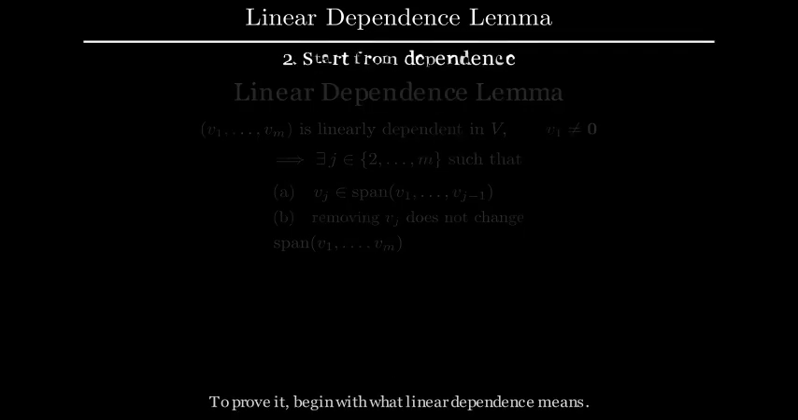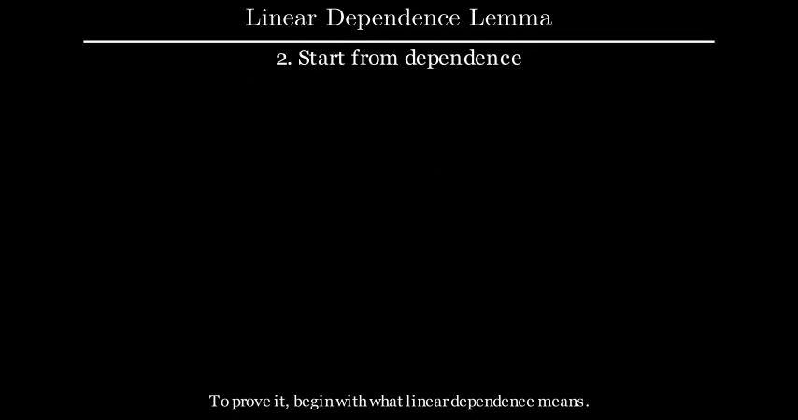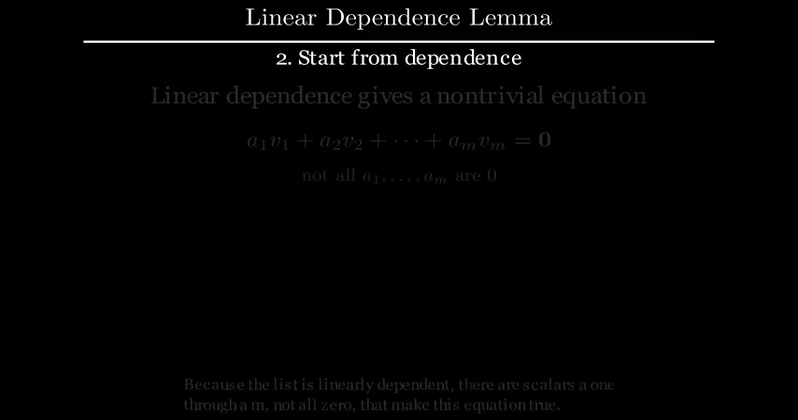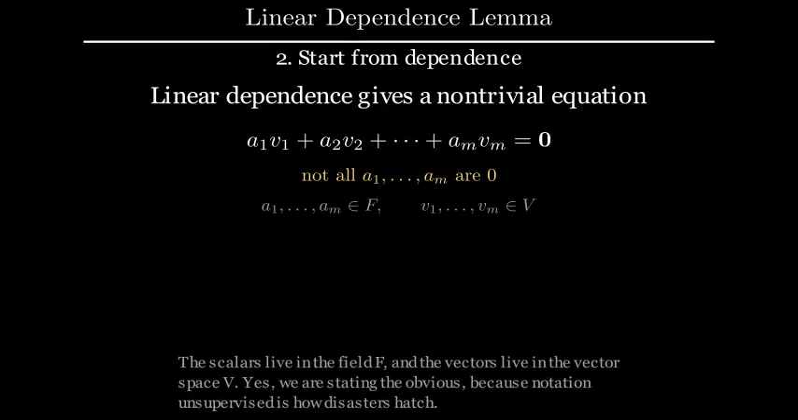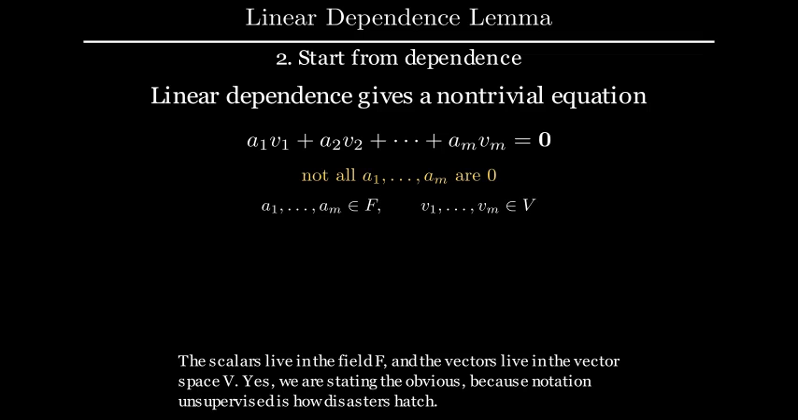To prove it, begin with what linear dependence means. Because the list is linearly dependent, there are scalars a1 through am, not all 0, that make this equation true. The scalars live in the field F, and the vectors live in the vector space V. Yes, we are stating the obvious. Because notation unsupervised is how disasters hatch.